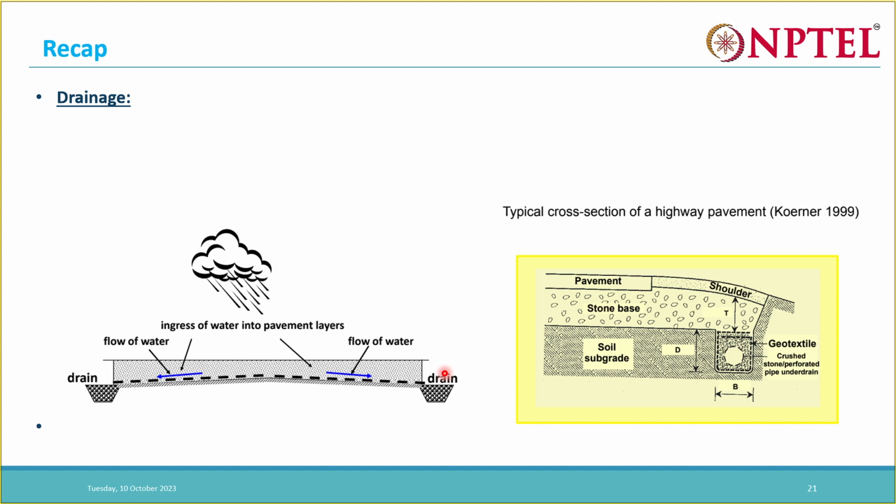Okay, so this was all about filtration. Then we come to drainage. So what is drainage? Drainage is to just allow the water to pass through it. Say we have a pavement here, and we have side drains given here. What we want is that the water entering through the pavement should flow through this geotextile, follow the camber, and then drain out in the drain. For these purposes, these geotextiles are provided.